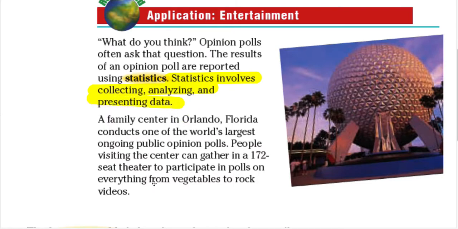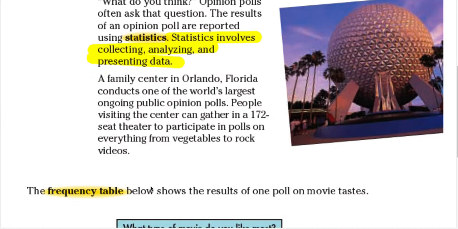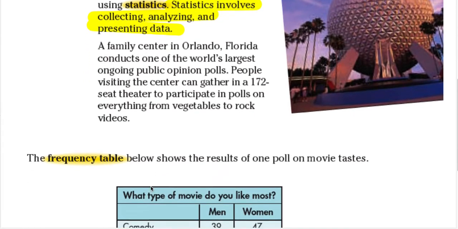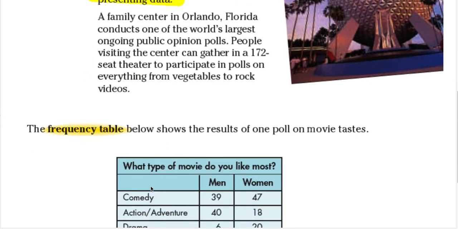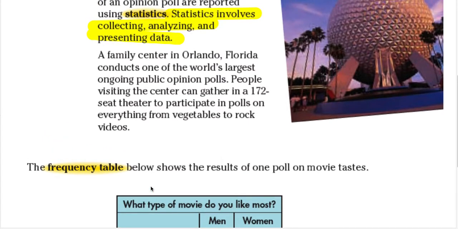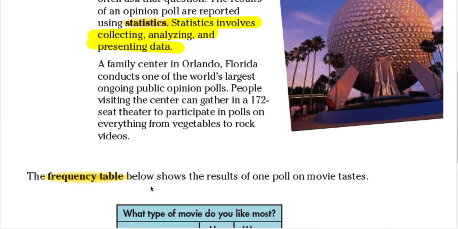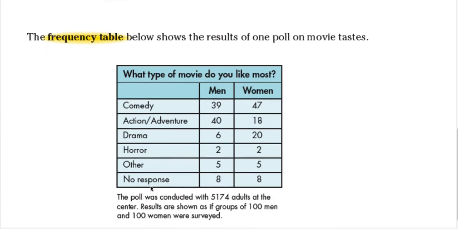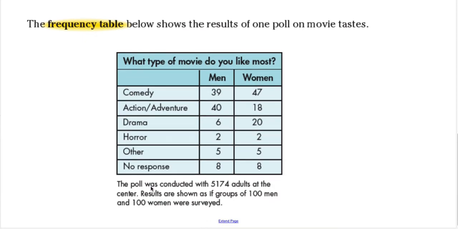A family center in Orlando, Florida, conducts one of the world's largest ongoing public opinion polls. People visiting the center can gather in a 172-seat theater to participate in polls in everything from vegetables to rock videos. You know, that's the Epcot Center in Florida. The frequency table below shows the results of one poll on movie tastes.